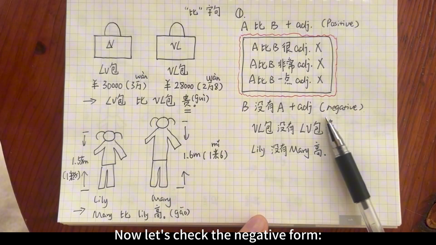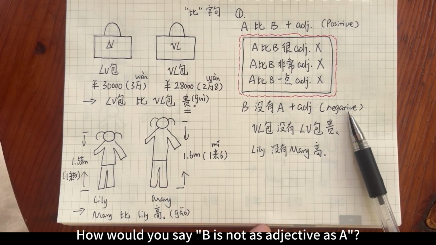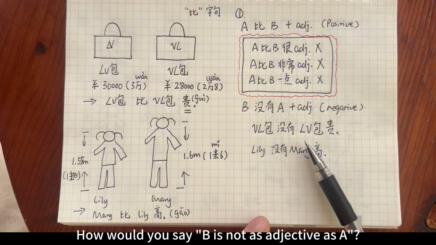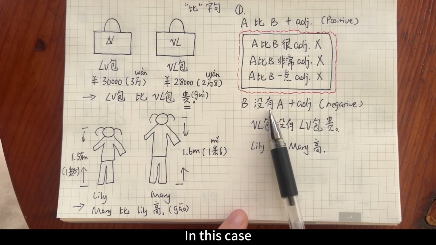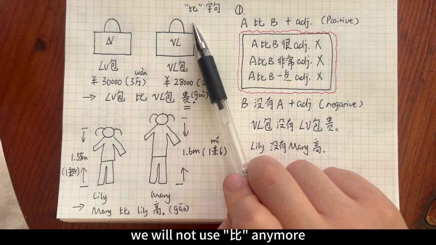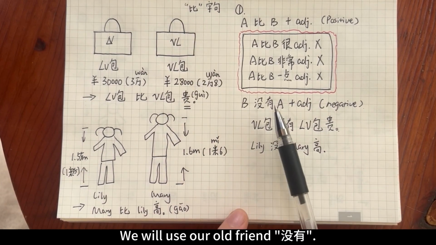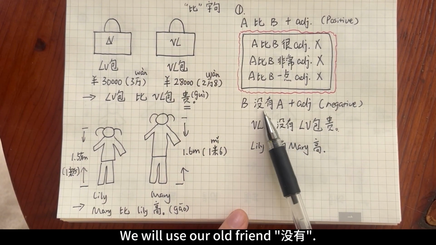Now let's check the negative one. How would you say B is not as adjective as A? In this case, we will not use 比 anymore. We will use our old friend 没有.